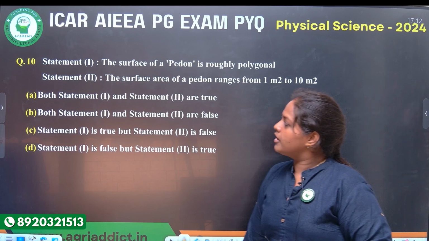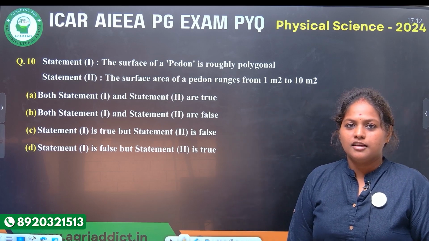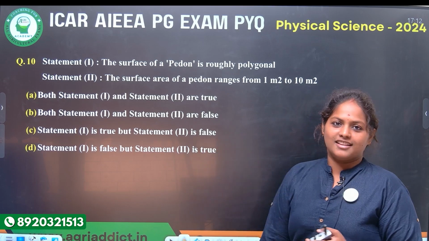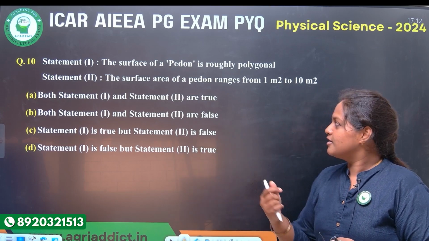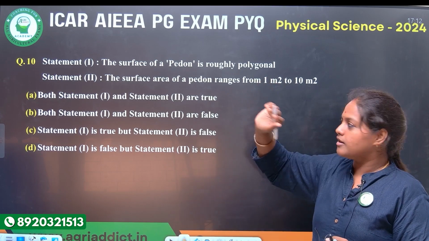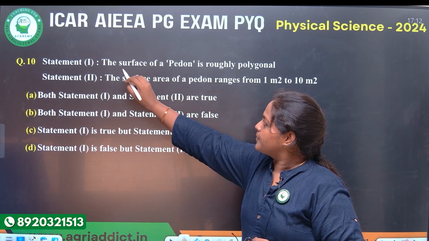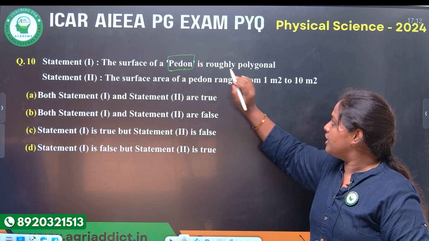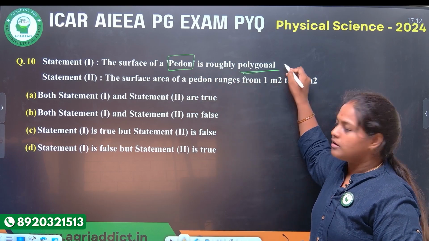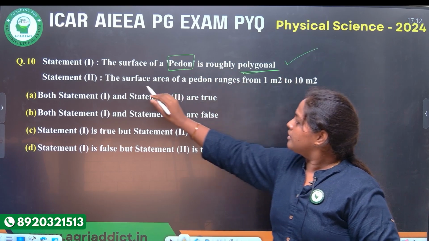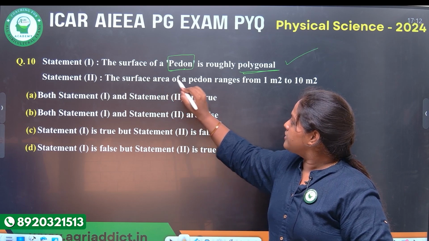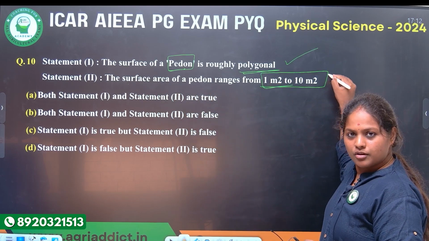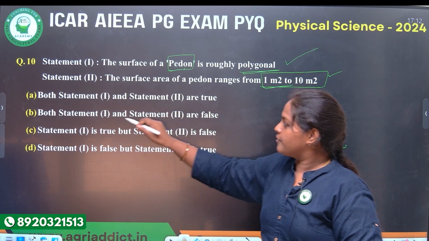Again, now we are seeing statement-type questions here. These are a bit easier compared to the assertion and reason kind, because here they are not asking for any explanations. So we can easily solve if we are sure of the concept. The surface of a pedon is the basic unit of soil. It is roughly polygonal, right? Then statement 2, the surface area of a pedon ranges from 1 to 10 meters square. It is also true. So both the statements are true.